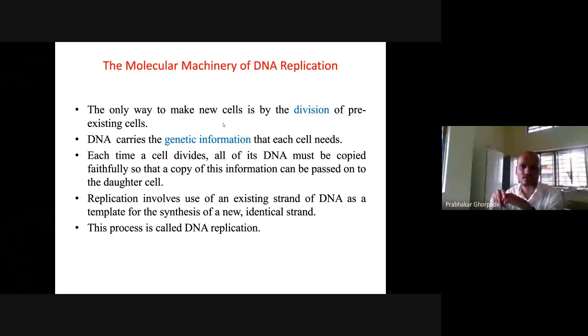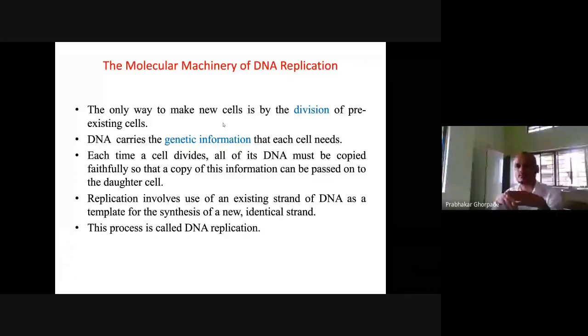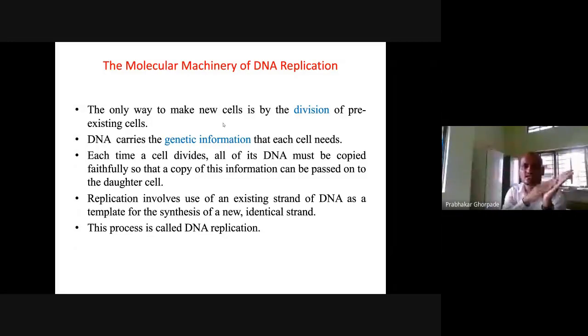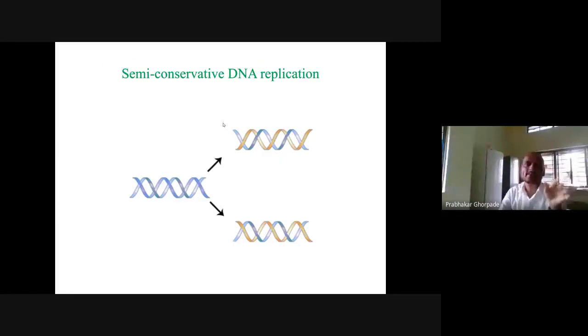Replication involves the use of an existing strand of DNA as a template for synthesis of a new, identical strand. We already saw that for replication the two strands separate. One strand should be there, and on this strand, the other strand should be synthesized. This process is called DNA replication. So DNA replication is a semi-conservative process.